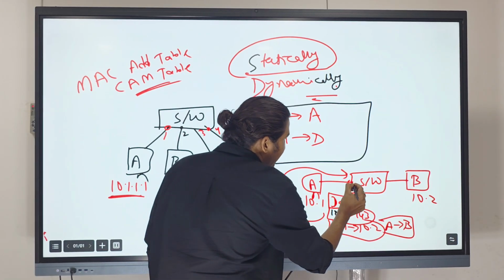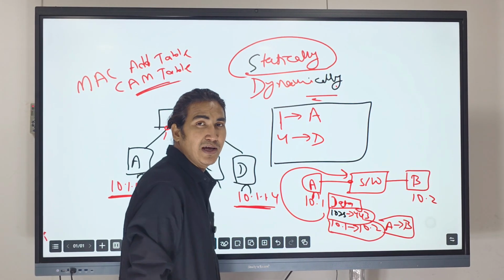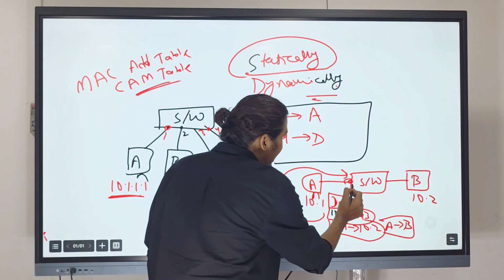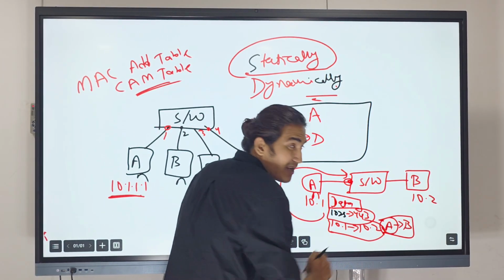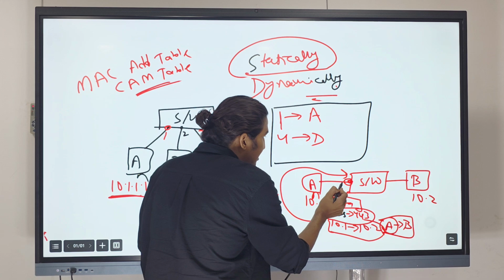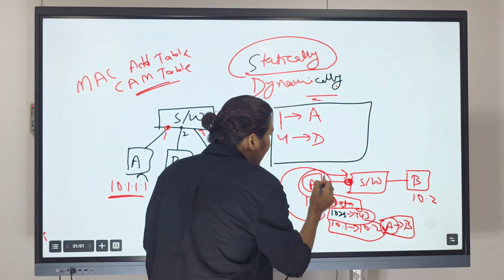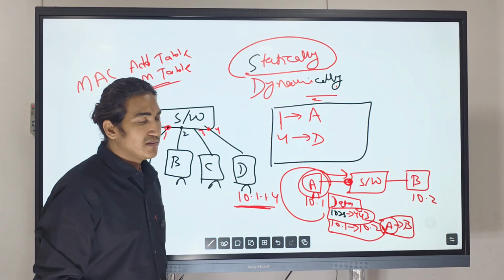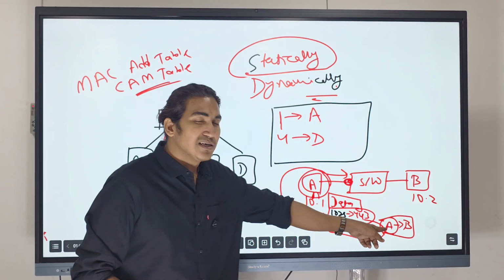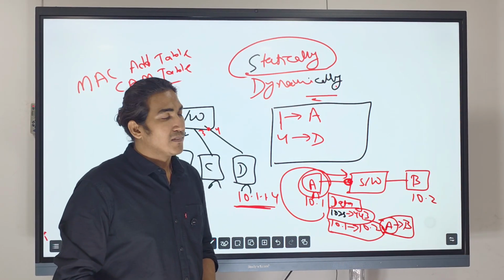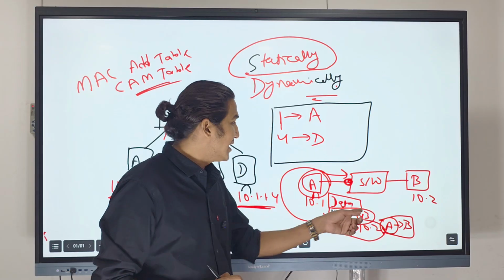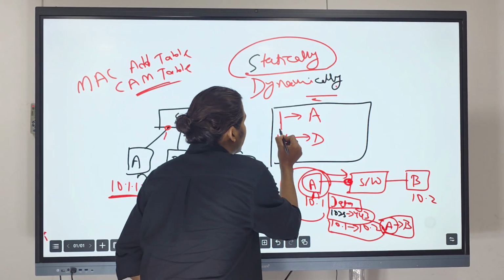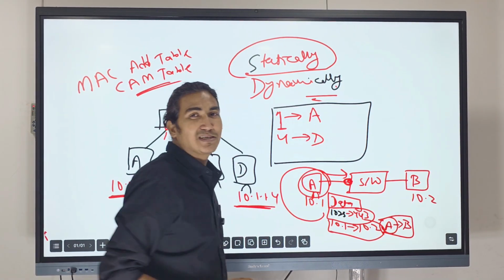When the switch receives the traffic on this interface, port number 1, it is going to make an entry. I am receiving the frame on port number 1, and the source MAC address is A. That means the device connected on this interface has the MAC address A. On my port number 1, a device is connected whose MAC address is A. So it will make the entry like this: port number 1, MAC address A.